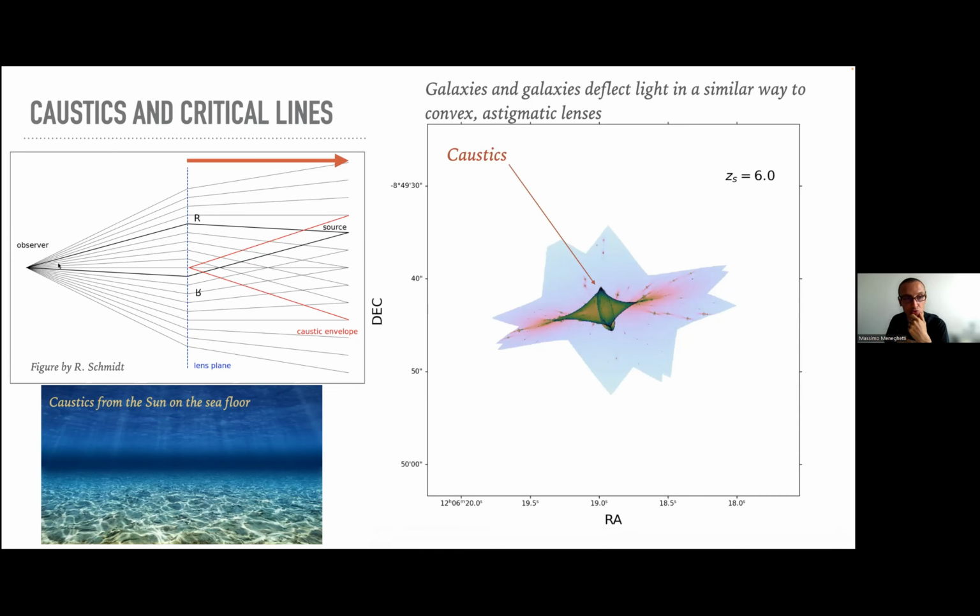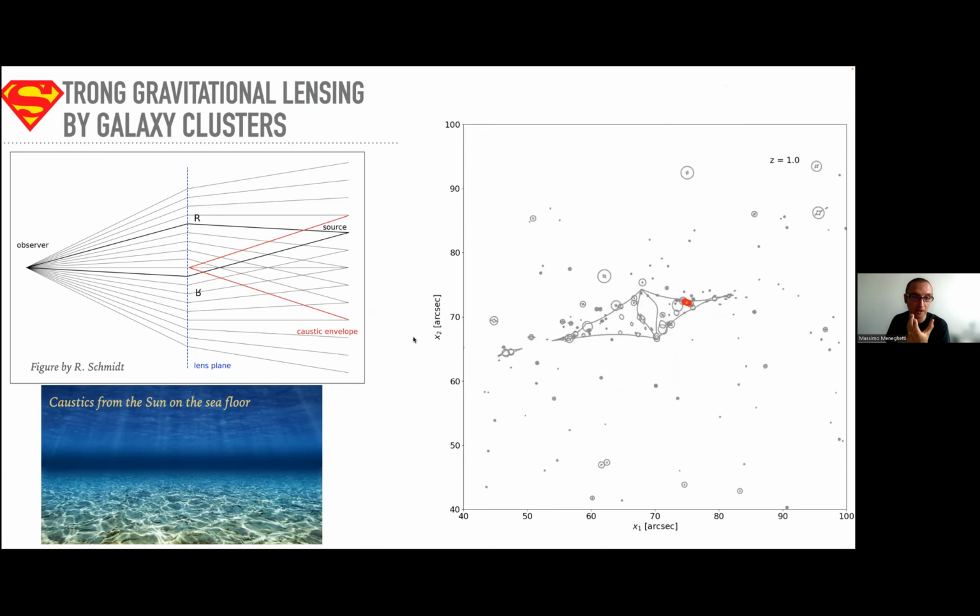So for example, these two solid light rays here propagate through the lens plane, passing on opposite sides of the lens, and they get deflected to arrive at the same source position here. In this case, we would observe from our position two different images of this source, appearing here and here, with opposite parity. So one is the reversed version of the other. And this is how we form multiple images in a strong lensing event.